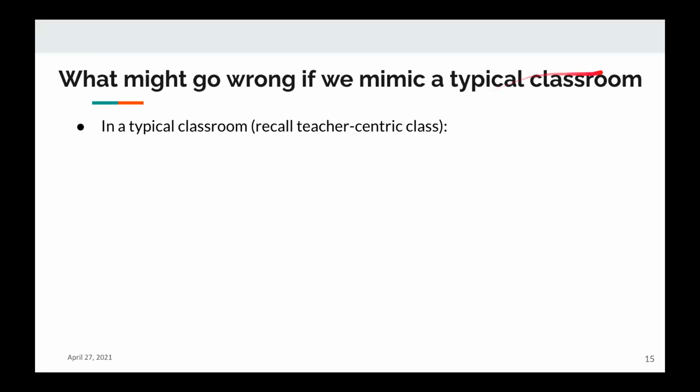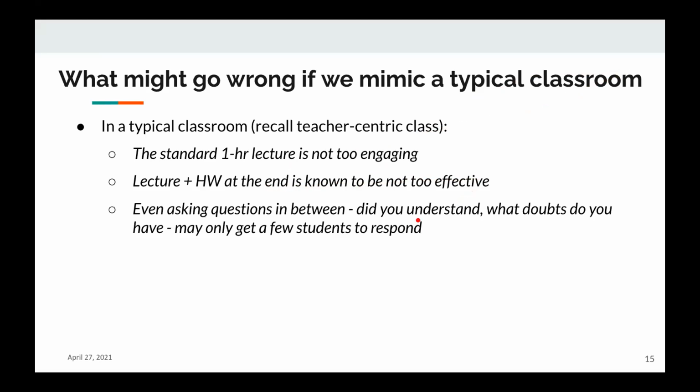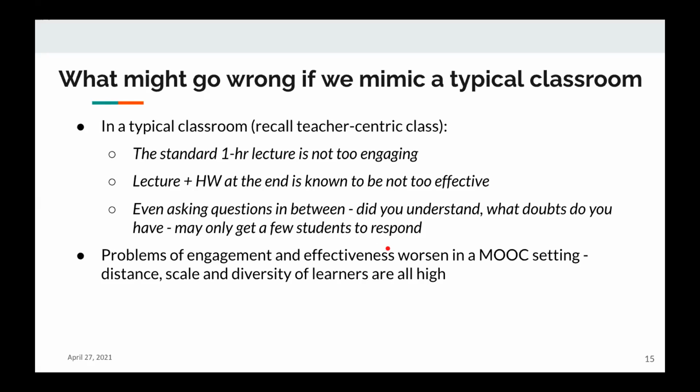So what happens in a typical classroom? You can think of a teacher-centric class or the 20th century class. A standard one-hour lecture cannot be too engaging. Lecture and homework at the end is known to be not too effective. Even if asking questions in between, like have you understood, are there any doubts, only a few students normally respond. That's the typical classroom scenario. That results in a problem of engagement as well as effectiveness that can worsen in MOOC settings if we just try to mimic the typical classroom.